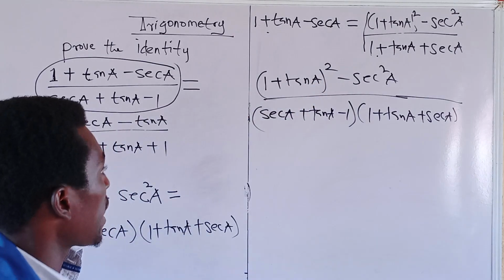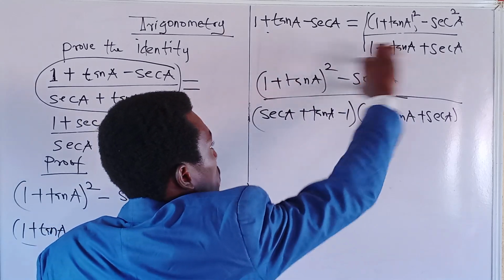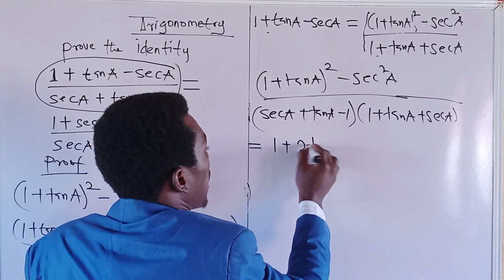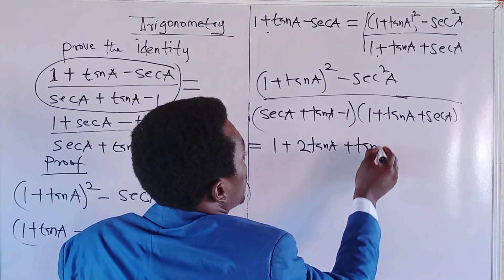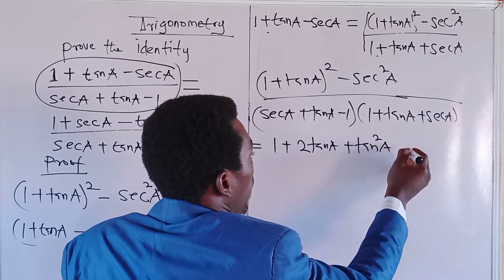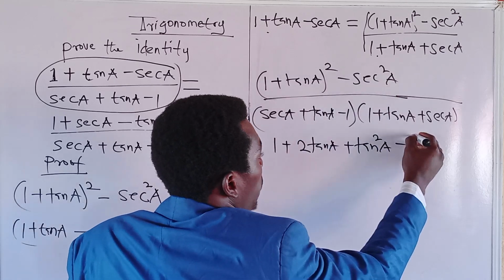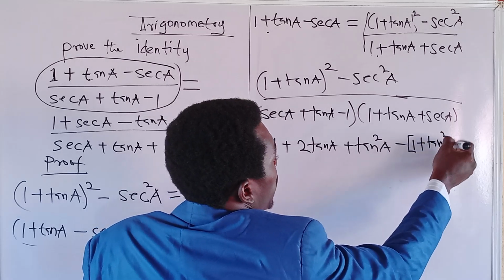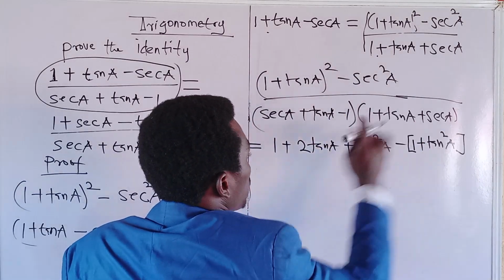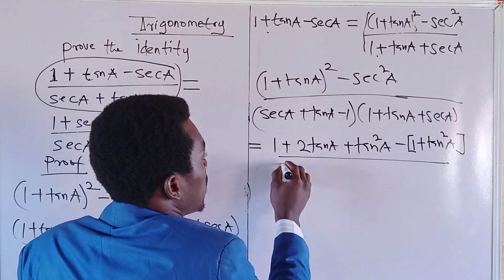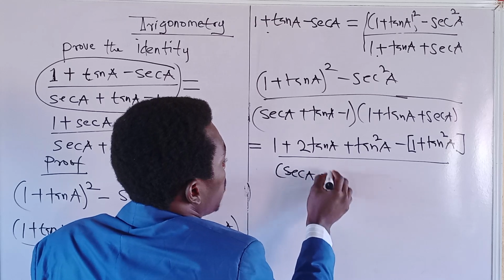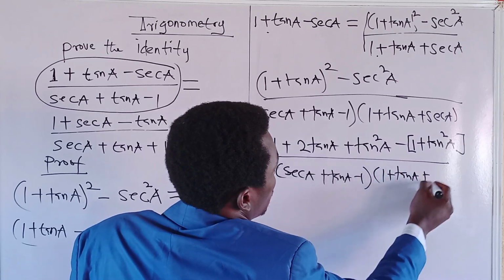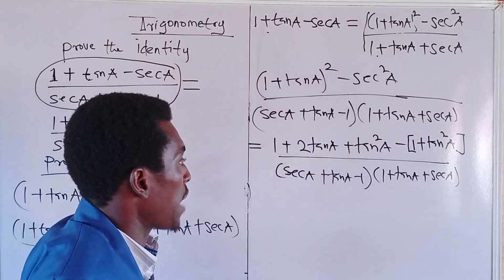So we are at a very good point. Now let us expand this numerator and see what obtains. If we do that, we have 1 plus 2 tangent of A plus tan squared A minus sec squared A. But from trigonometry, sec squared A can be written as 1 plus tan squared of A. So we have this in the numerator, all divided by sec A plus tan A minus 1 multiplied by 1 plus tan A plus sec A. So we're almost there at the solution.